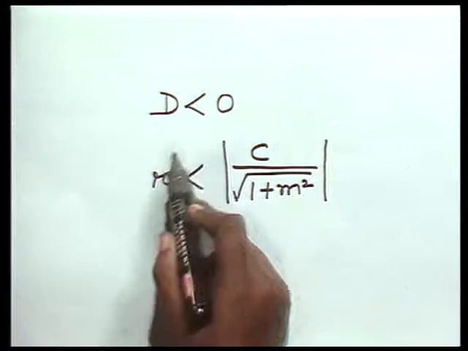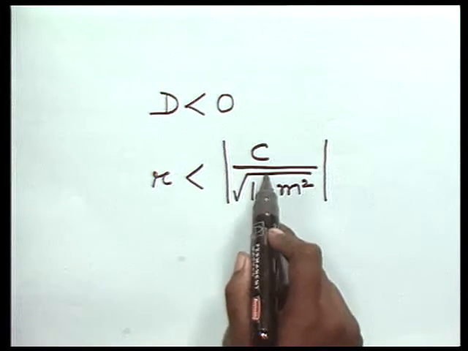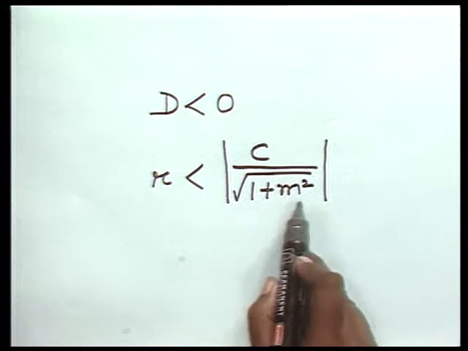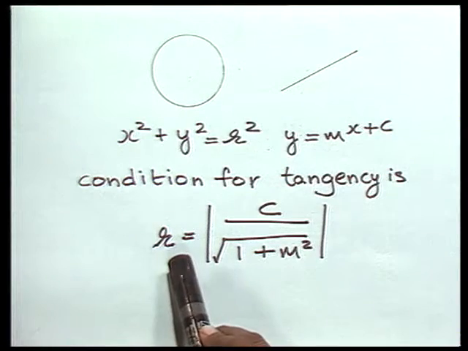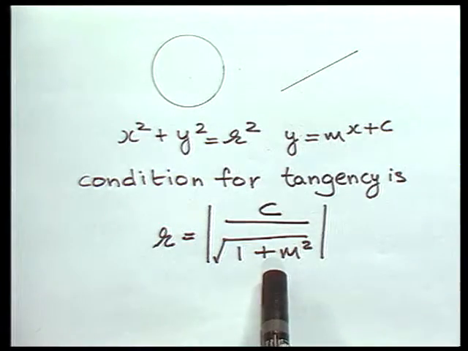Now, if d is less than 0, that is, if r is less than modulus of c upon under root of 1 plus m square, then in that case the line will not intersect the circle at any point, because in such a case the quadratic equation does not have any real root. Now, the condition for tangency, that is, when r is equal to modulus of c upon under root of 1 plus m square, can be used to find whether a line is a tangent to a circle or not.